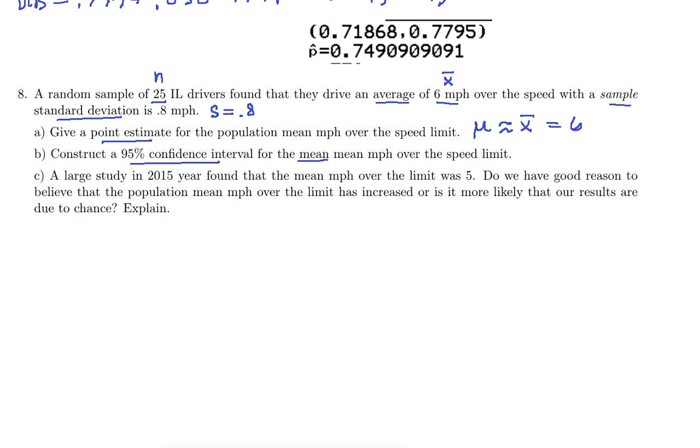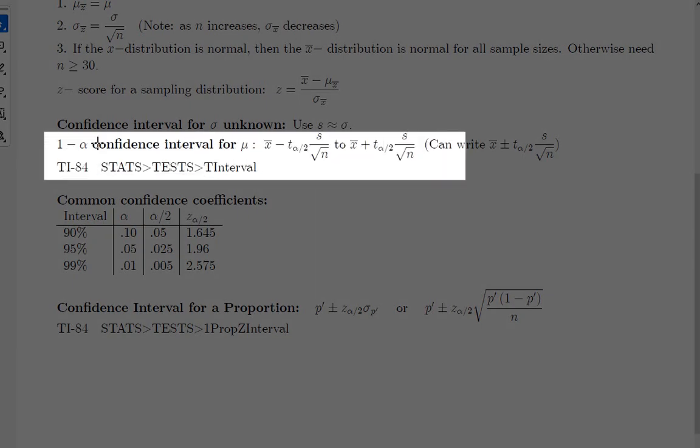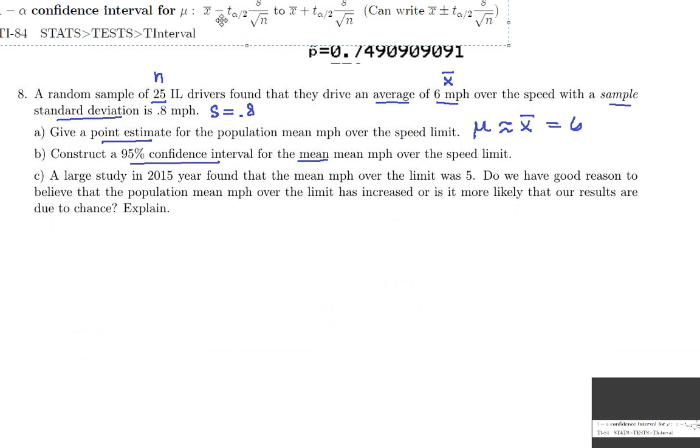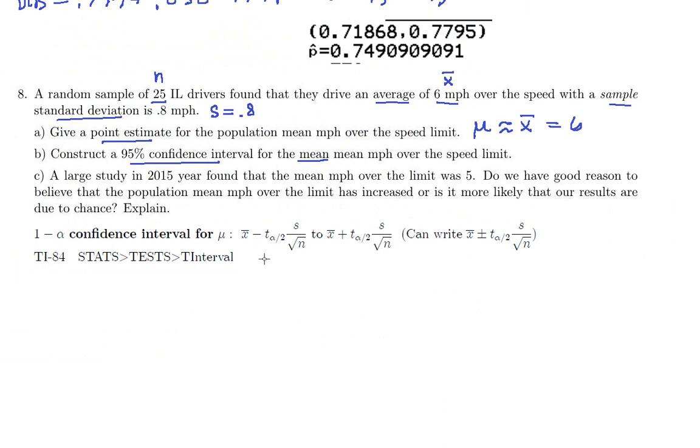95% confidence interval, and this is for the mean. So let's go to our formulas. So confidence interval for sigma unknown. So that means we use S. So that's what we want, confidence interval for the mean. So let me grab that and bring it over. So we're going to use t-distribution here because we only know the sample standard deviation. So we need a t-value here. We've got S and we've got N.